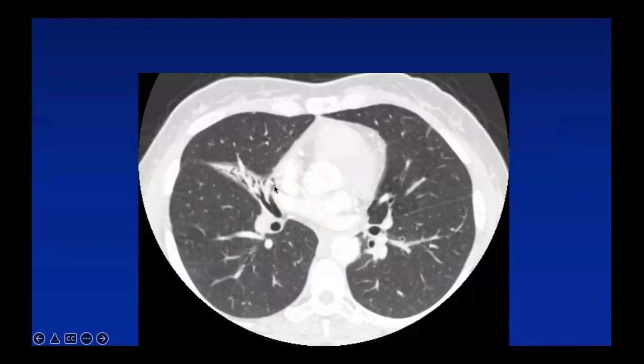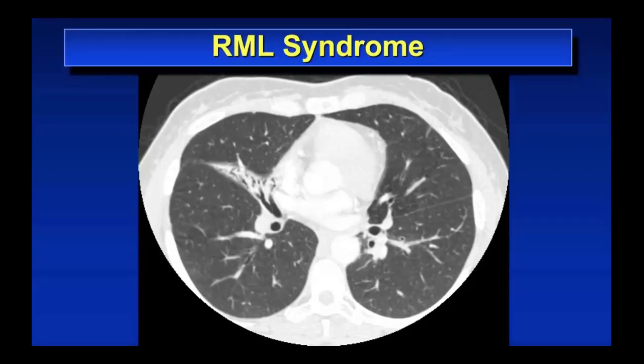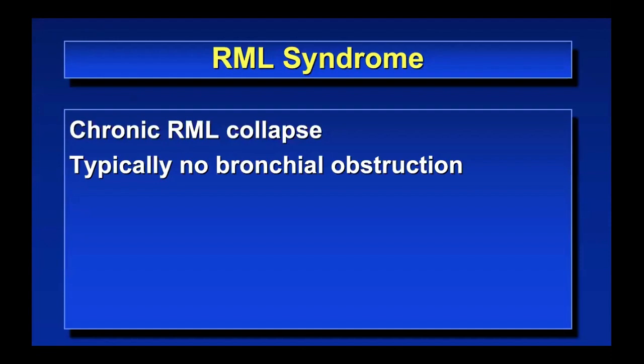Now, is this caused by an endobronchial mass? Is it caused by mucus plugging? Well, look at the airway. The right middle lobe airway is completely patent. Look at the smaller airways, completely patent. So this is right middle lobe collapse without airway involvement. So this is called right middle lobe syndrome, in which there's no obstruction.